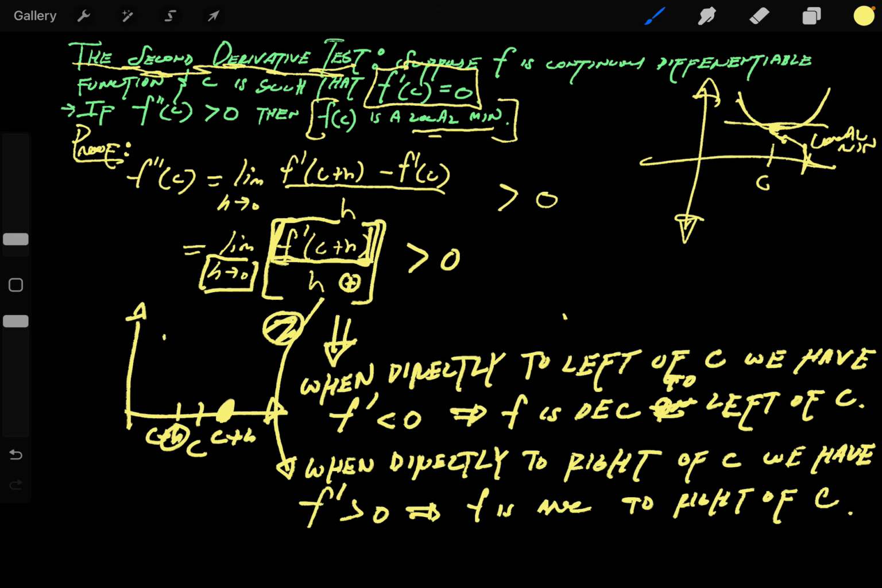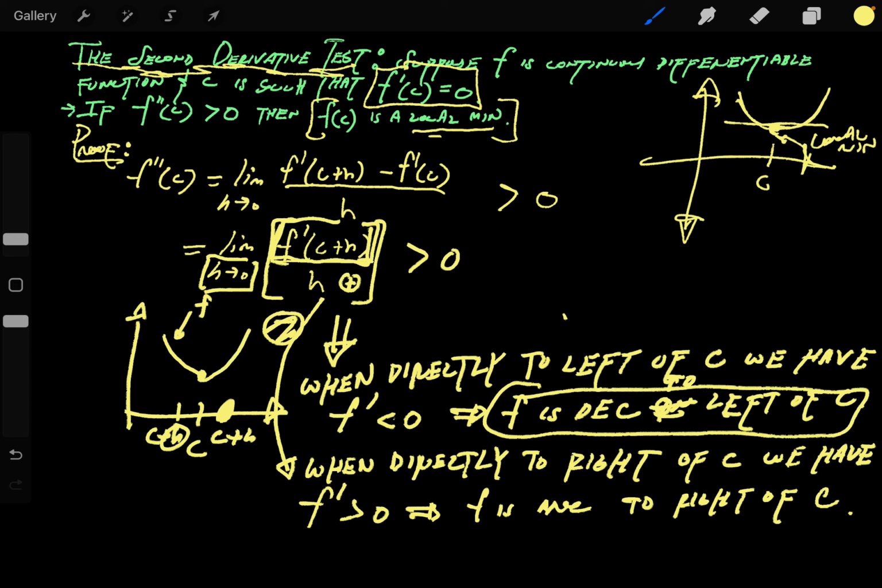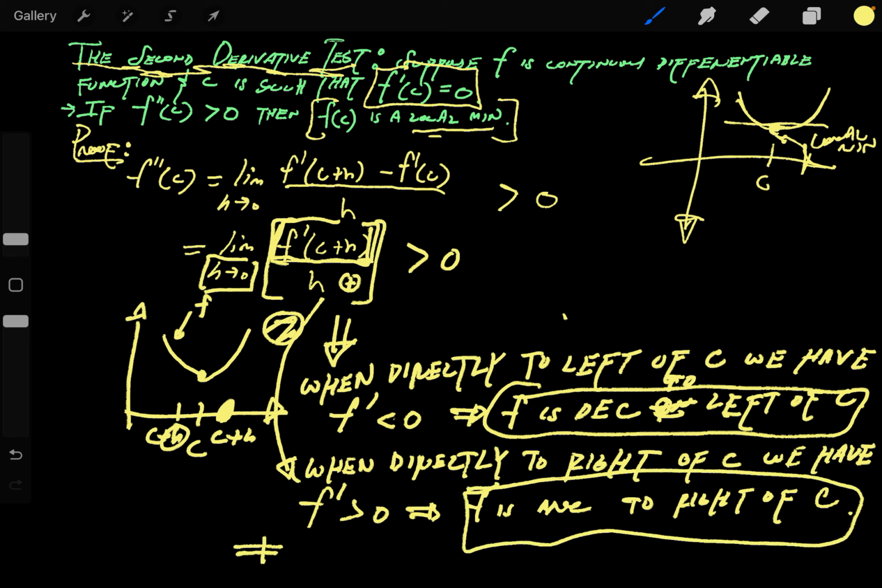What's happening over here? It's decreasing, then increasing. This is f that I'm sketching. I just said that directly to the left of c, f is decreasing. And then after that, it's increasing. So f is increasing directly to the right. These two together imply that c is a local min. And you're done.